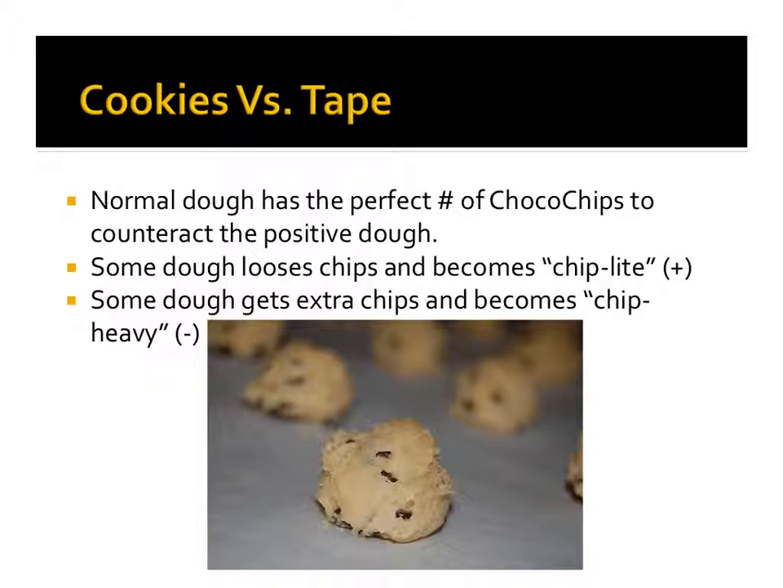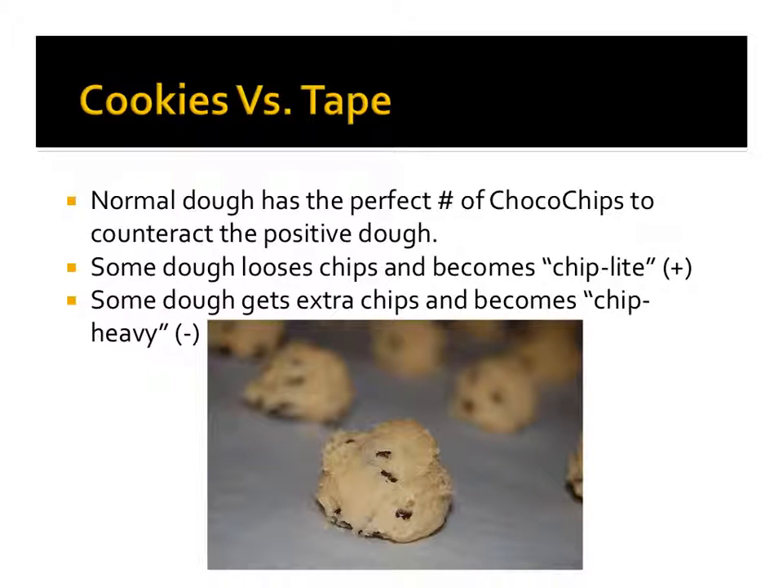All right, in a normal situation, our dough would have the exact number of chocolate chips to make it balanced. So if we're going to look at atoms, hydrogen has one electron. Well, to be balanced, it has to have one positive charge in it. So those balance each other out. Same thing for carbon. It has 6 electrons, so it has 6 positive pieces to balance it out.